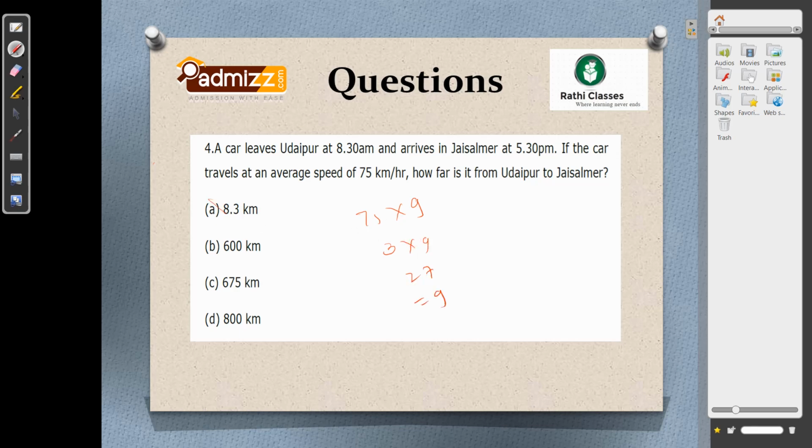As you see in the options, this is eliminated, this is eliminated, this is eliminated. We are left with this. If you add this, the value is 18. 18's digital sum is 9. So no need to solve the entire problem. The concept is very easy. Just apply the approach of digital sum. Moving on to the next question.